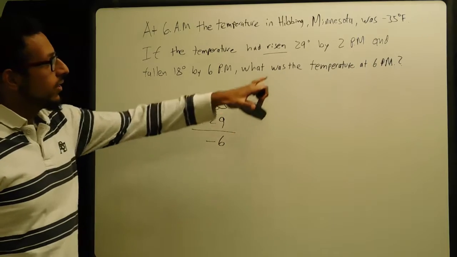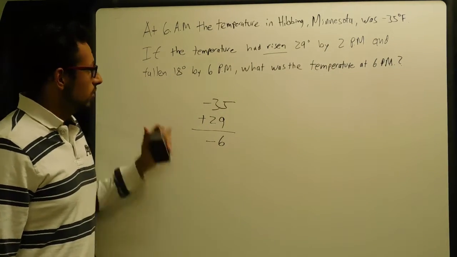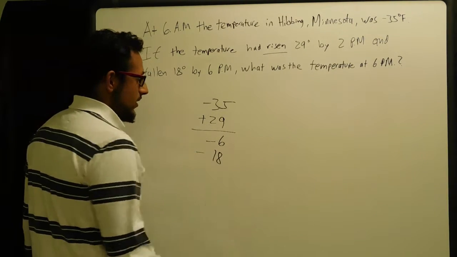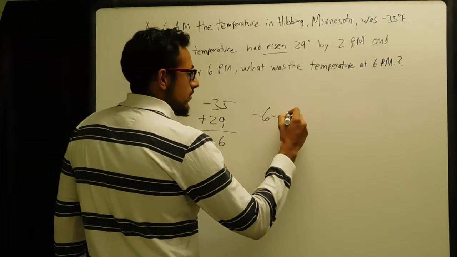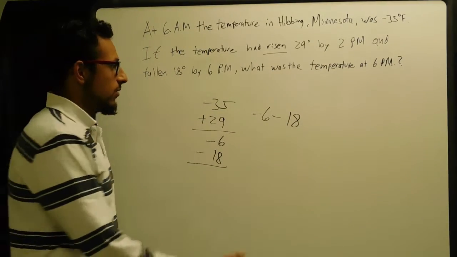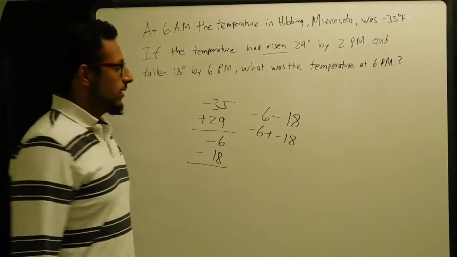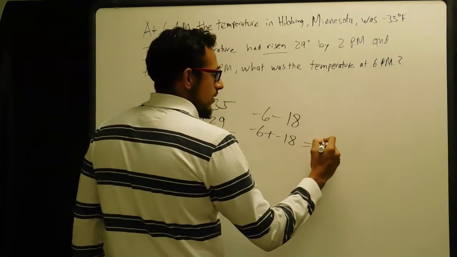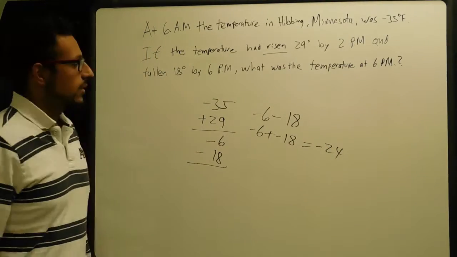Okay? Now we continue. It says it's fallen by 18 degrees. What does fallen mean? It means it went down. So we're going to subtract 18. In this case, we can rewrite it better like this: negative 6 minus 18. We rewrite it as negative 6 plus negative 18. Since now they're both negative, we're just going to add. 6 plus 18 is 24. Since they're both negative, the answer is negative when we're adding. And that's your answer.